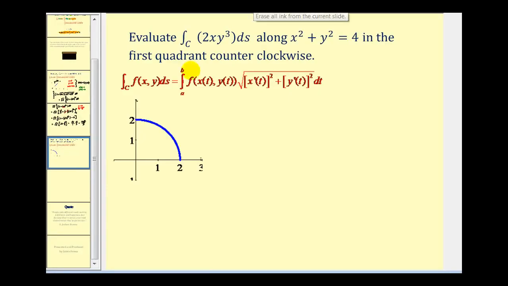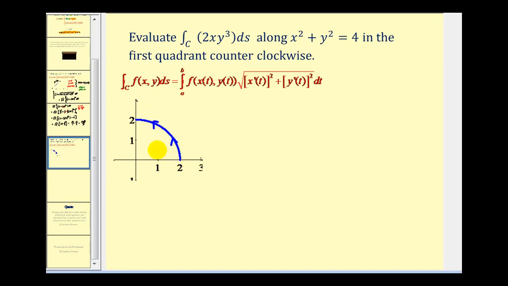In this example, we want to integrate the following function along the curve x squared plus y squared equals 4 in the first quadrant counterclockwise. So we want to integrate 2xy cubed along the curve here in the first quadrant.